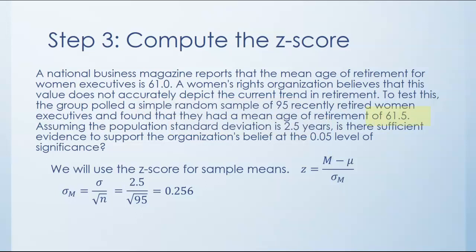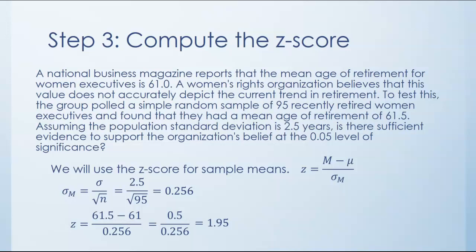Okay, so now we're going to do our z-score. We need our sample mean, which is what we think, which is the mean of the 95 people we talked to, and we need the mean that the population thinks, or the national magazine thinks what they have, which is 61. So we're going to do our z-score, 61.5, the mean from the sample, minus the population mean of 61, divided by our standard error of 0.256. So that's going to give us 0.5 divided by 0.256, which is going to give us a 1.95 as a z-score.